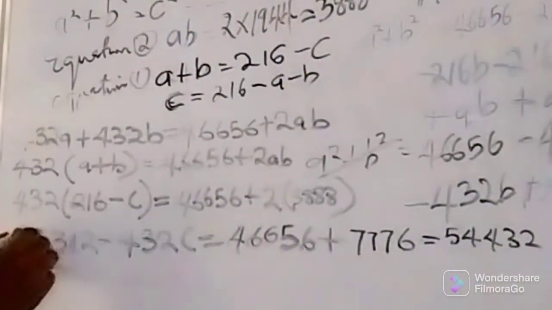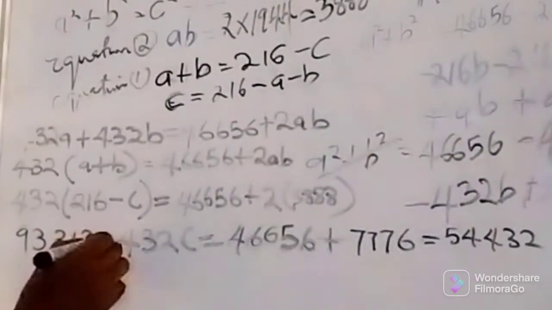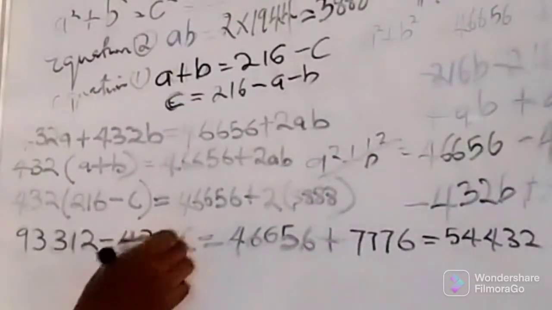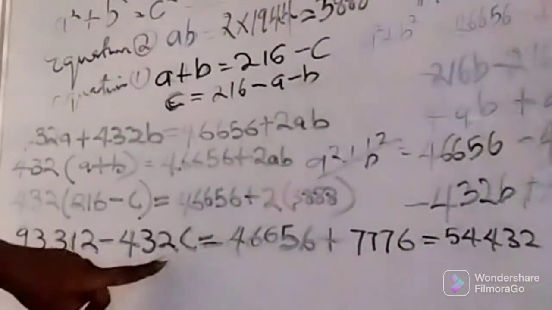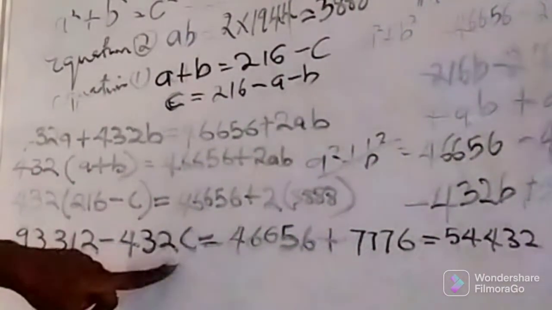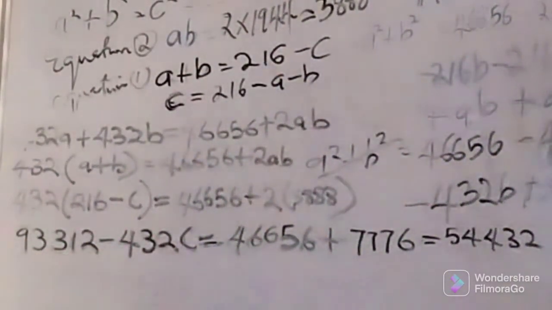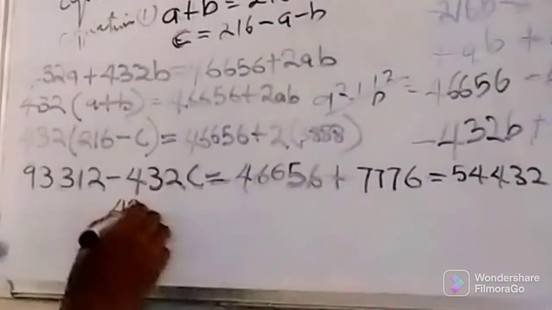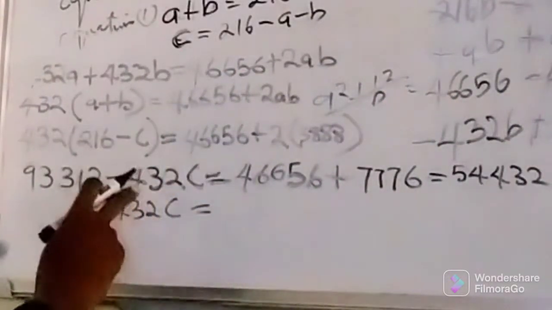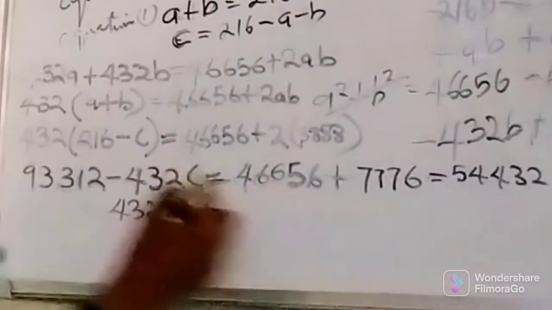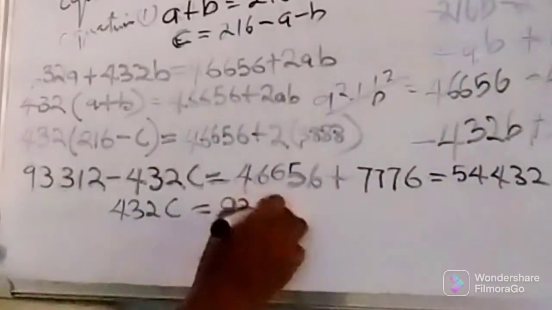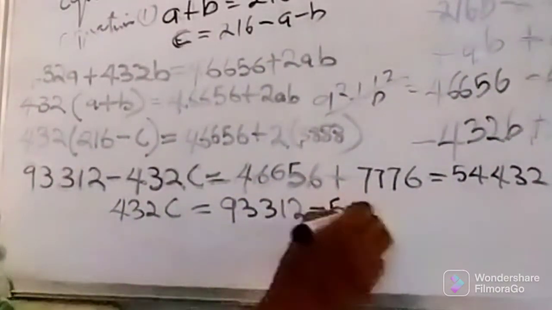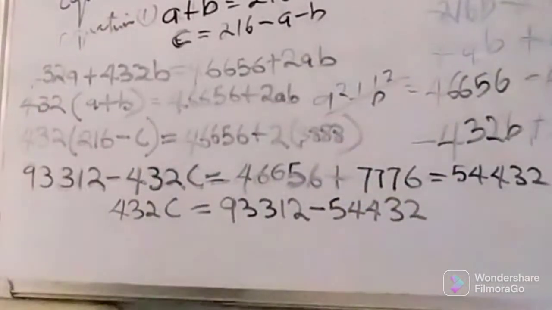This is 93312 minus 432c. Okay, so we have an equation left here. So we'll make c the subject of the formula. Okay, so let me quickly rearrange this. We'll have 432c equal to, if this jumps over here and this jumps over here, we'll have 93312 minus 54432.